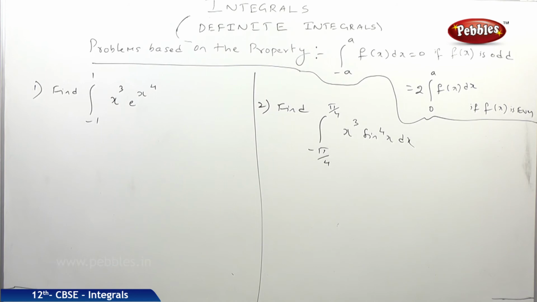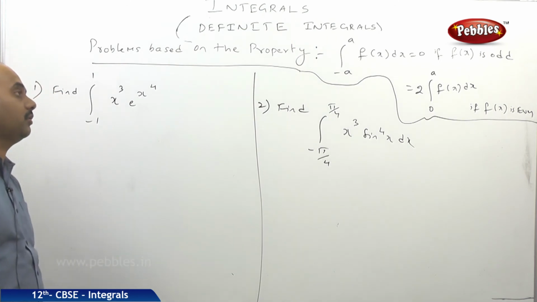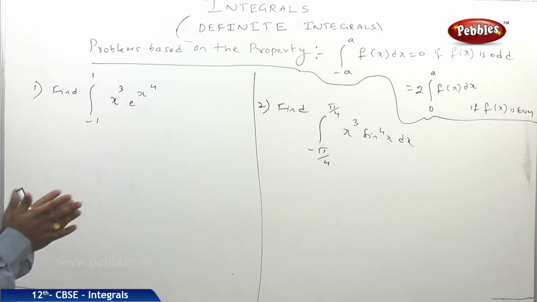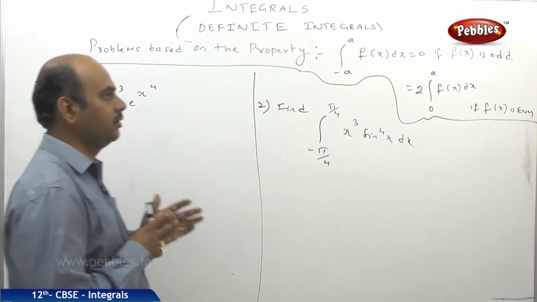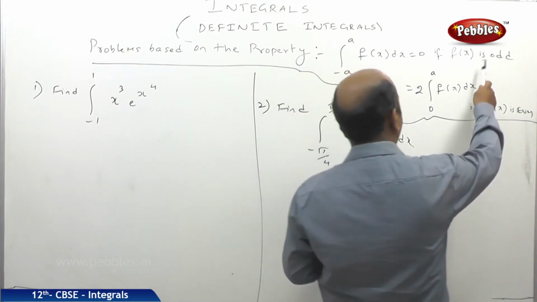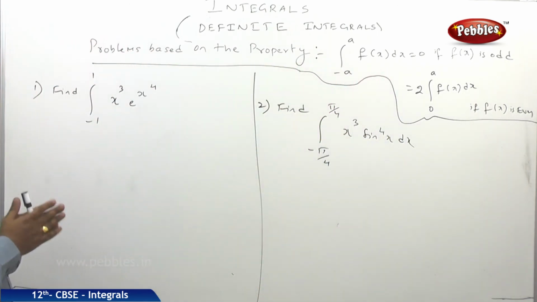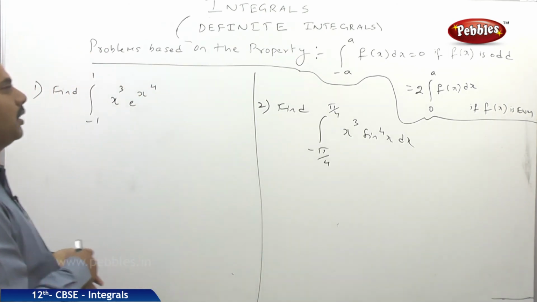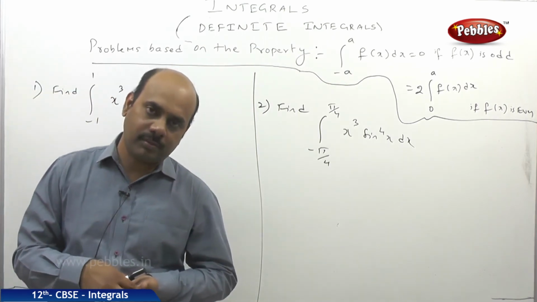Right students, we shall be going for the problems based on another important property, the integral from minus a to a of f of x dx. Finally, the integral from minus a to a of f of x dx will be 0 provided f of x is an odd function, and 2 into the integral from 0 to a of f of x dx provided f of x is an even function. So what is an odd function and what is an even function? Once again you should remember.